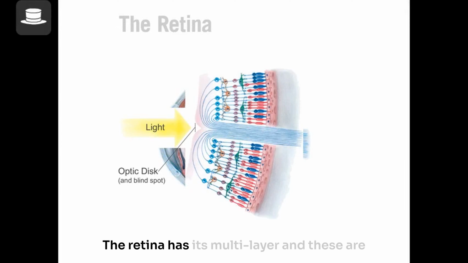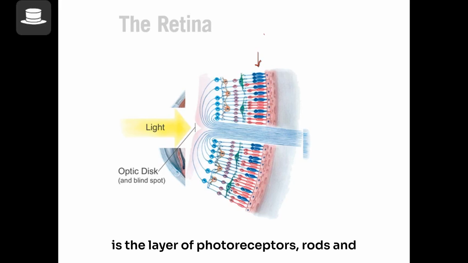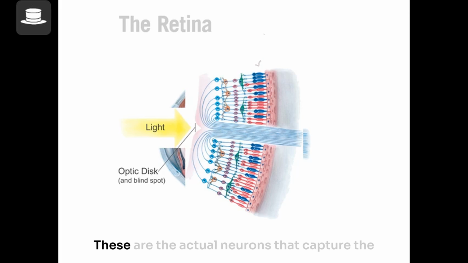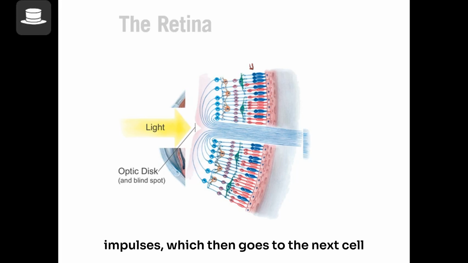The retina is multi-layered, and these are the most important cell layers. The first innermost layer that you see here is the layer of photoreceptors, rods and cones. You can see the colors blue and red. These are the photoreceptors that are sensitive to light. These are the actual neurons that capture the light energy and convert it into neural impulses, which then go to the next cell layers and eventually come out of the eye through the optic nerve.